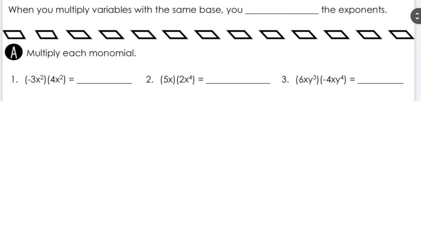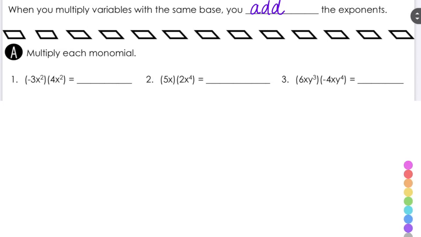All right, so before we start this lesson, we're just going to need to review one of the properties of exponents. So when you multiply variables with the same base, you need to add the exponent. So let's go ahead and fill in that blank. And now we're going to get into part A. We need to use that property that we just spoke about to do part A. So we have to multiply each monomial.